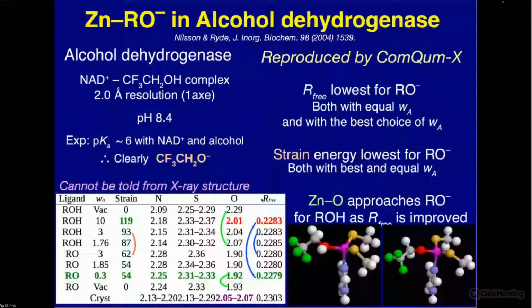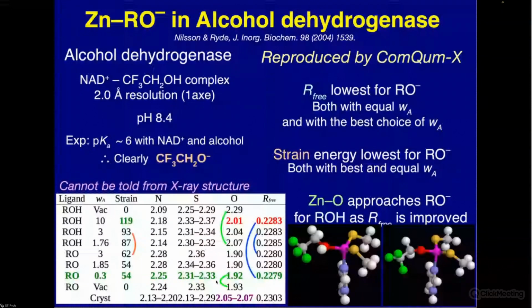lower for the alkoxide than for the alcohol. We can look at the zinc-oxygen distance, this distance, and see that for the alkoxide, it's always close to the ideal distance, the vacuum QM calculation. They give almost exactly the same results, whereas for the alcohol, it's far from the ideal bond length, and it depends on the weight factor between the MM and QM energy function and the experimental energy function. So once again, this points towards the alkoxide.